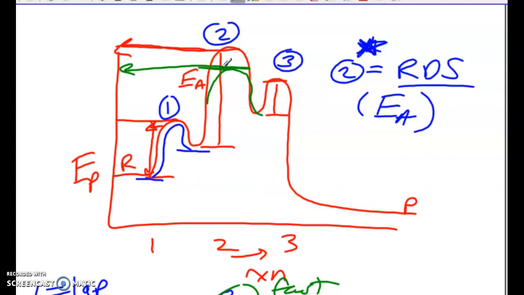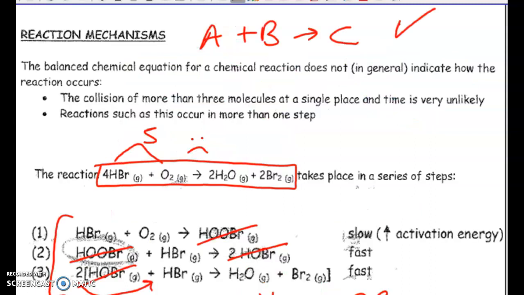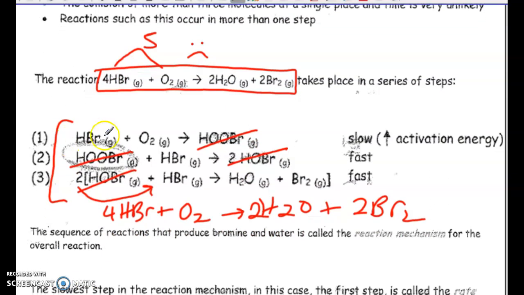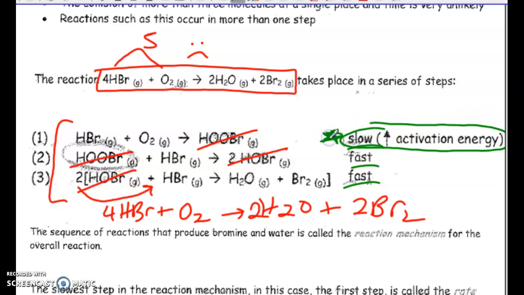Okay, so the same thing happens here in the mechanism. Whether you're looking at it in a chart or in more written format like this, in this case, notice it says slow, fast, fast. So this first one that's slow is our activation energy step. This is the step that we need to speed up in order for that process to actually happen faster.